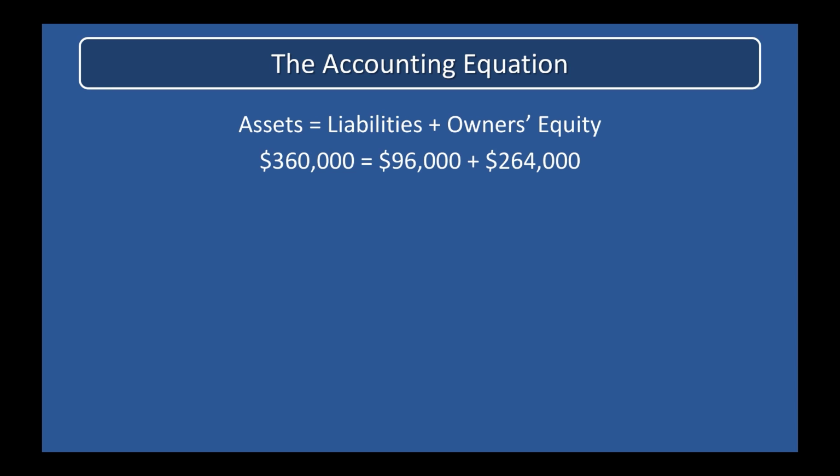The equality of the assets on the one hand and the claims of the creditors and the owners on the other hand is expressed in the following accounting equation. Assets equal liabilities plus owner's equity. $360,000 equals $96,000 plus $264,000.